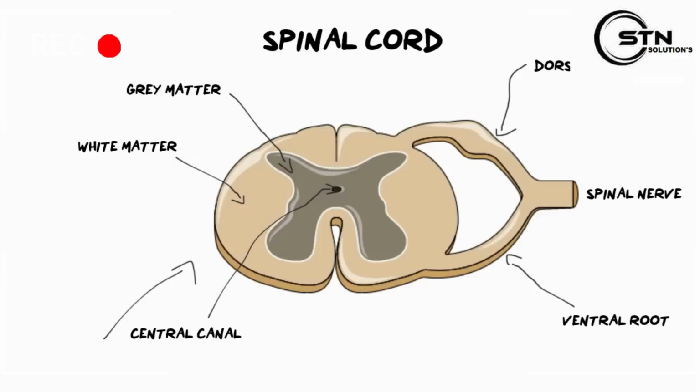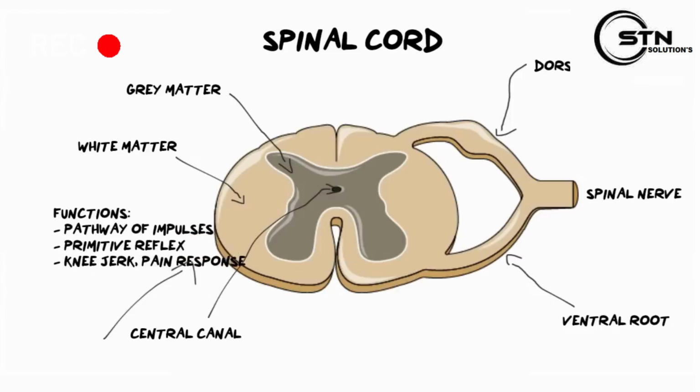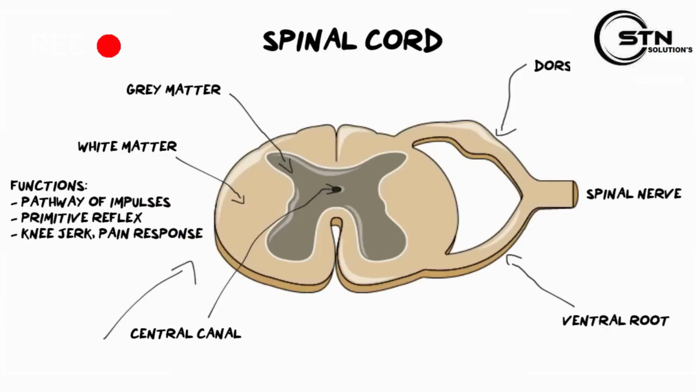Now, when we speak about the spinal cord's functions, we know that it is a pathway for impulses. It is where primitive reflexes exist. When we talk about a primitive reflex, we're talking about the knee-jerk reaction or the pain response when you pull away from something that is painful. Now, the reason why we need to know the structure of the spinal cord is because in a later video, I'm going to explain a reflex arc, but just the basics for now so you can place it.